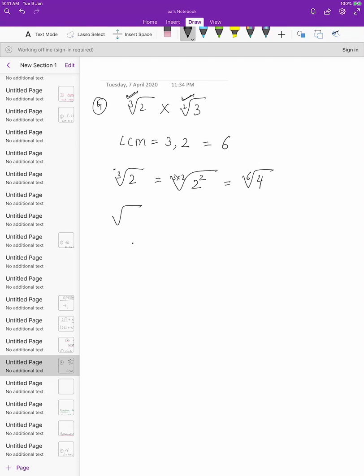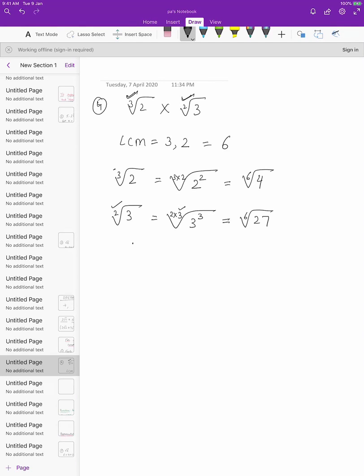Similarly, I have square root of 3. I want to change this order to equal to 6. So I need to multiply 2 by 3 to make it 6. So order 2 into 3. It means the inside number will also be raised with the same power, that is 3. Whichever number you have multiplied outside, the same number has to be raised to the power of the inside number as well. So 6th root of 3 cube, which is equal to 27.